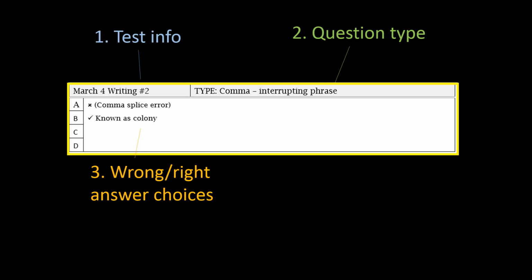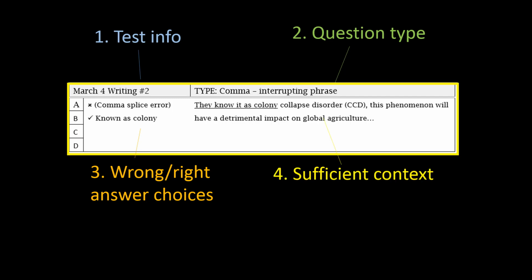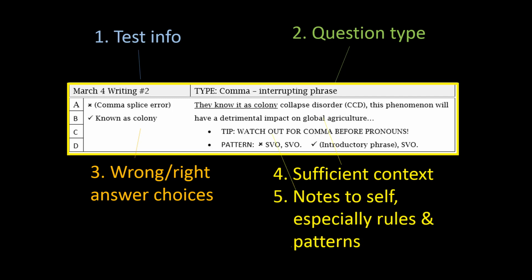In the bottom right-hand corner, there's a couple things to include. First of all, you'll want to include sufficient context for the question in the form of a full sentence. That way you could refer back to this review note at a later time and not need your exam paper to understand what you got wrong and the correct answer. And last of all, include some notes to self, rules, patterns, and other tips and tricks which you can use in the future when you review. So again, essentially you want these review notes to be more than just a summary. It's kind of like a teaching tool, something that will help you to study in the future.